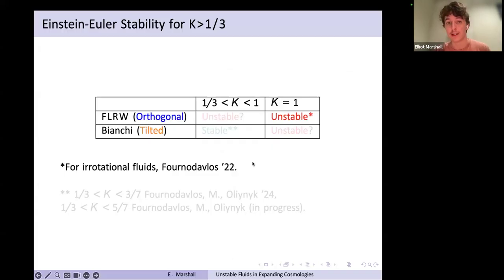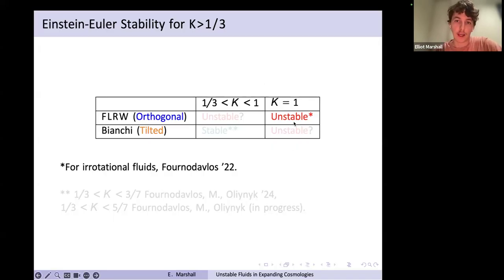So I'm going to split it into two cases. We're looking at perturbations of our FLRW solution, so this is our orthogonal fluid solution, and then also perturbations of these tilted spacetimes, these Bianchi spacetimes. And I've also split the equation of state parameter into two cases: K between 1/3 and 1, and K equals 1. K equals 1 is called a stiff fluid, and it behaves in general quite differently. So I've separated that case to make that distinction clear.